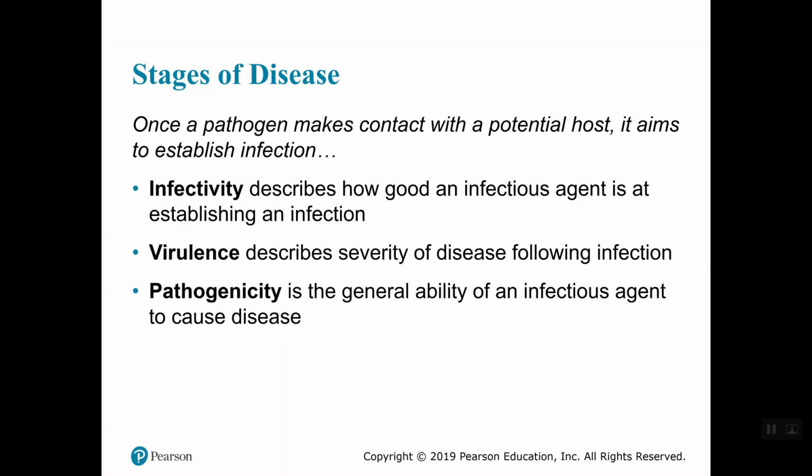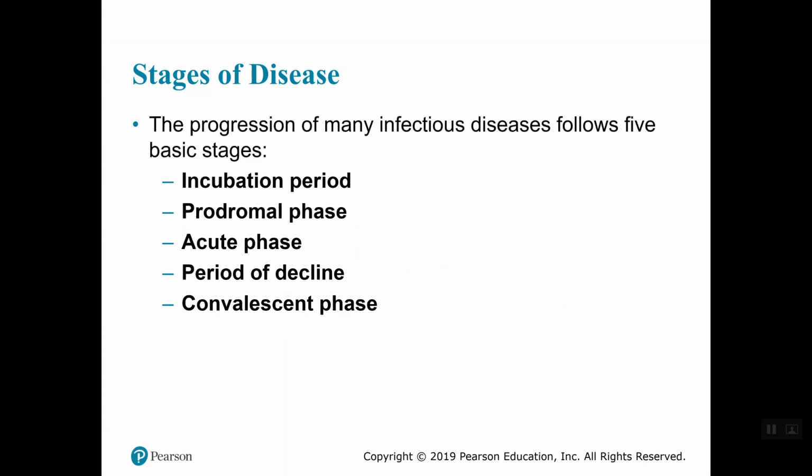Virulence describes the severity of disease following infection, and pathogenicity is the general ability of an infectious agent to cause disease. So these things kind of go hand in hand. We will talk a little bit more about this later on, but virulence is based on the presence of what's called virulence factors. There's a variety of different virulence factors, and we're going to talk about those a little bit later on. But there are very discrete proteins and enzymes called virulence factors that allow these things to be more virulent or less virulent, and then have more pathogenicity or less pathogenicity.